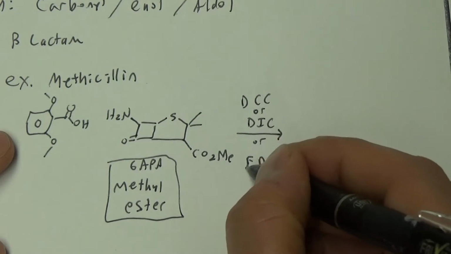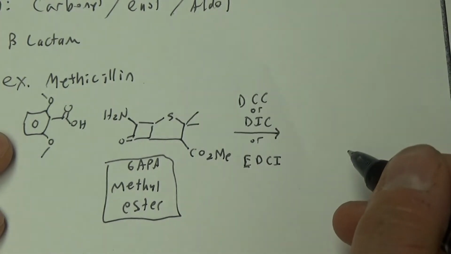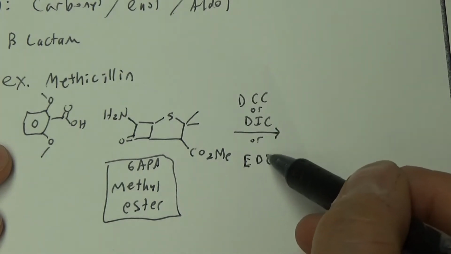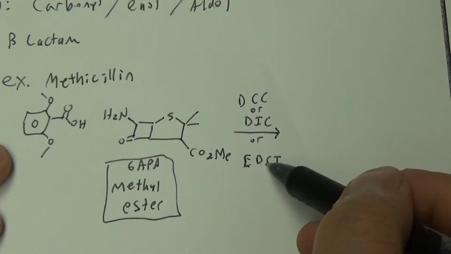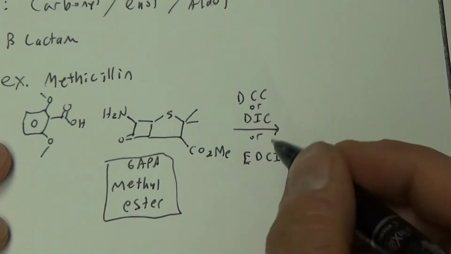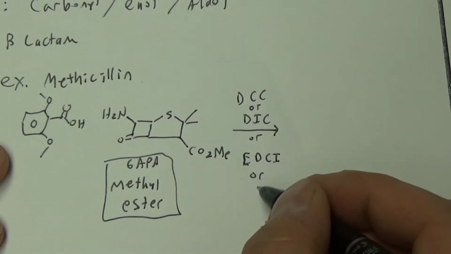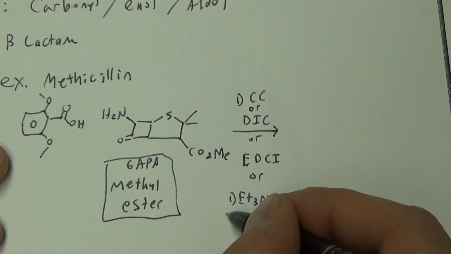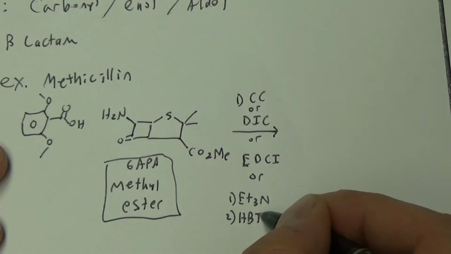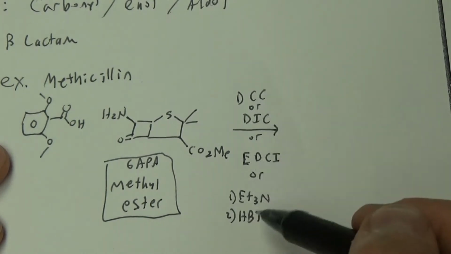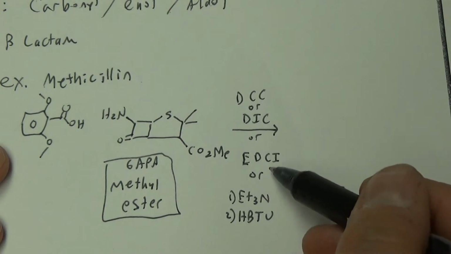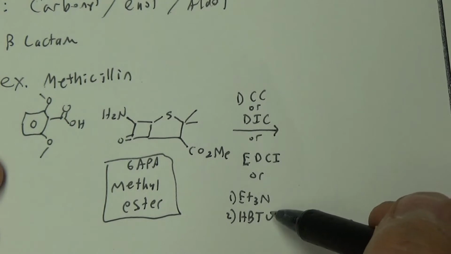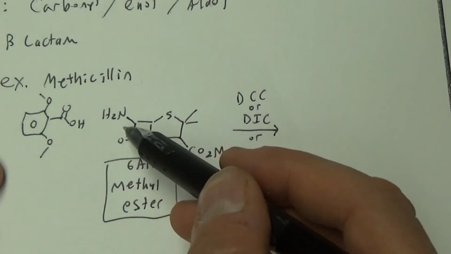All of those work. The reason you'd maybe use EDCI is that it's just easier to remove. So generally speaking, everybody uses EDCI, and maybe not these others. But we could also use, and we talked about these other ones, like Et3N and then HBTU. All of these are effective ways to make an amide bond. I thought the cooler ones were EDCI and this other HBTU method. But essentially what happens is you form the amide.